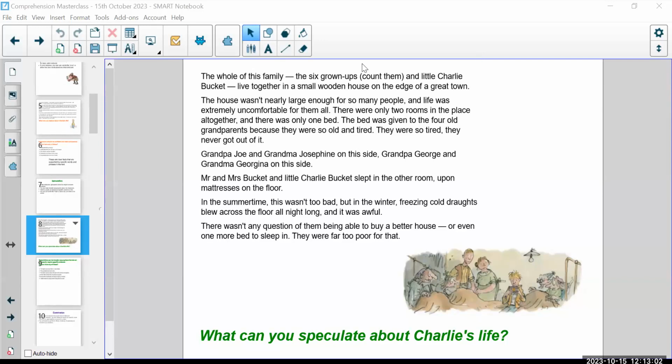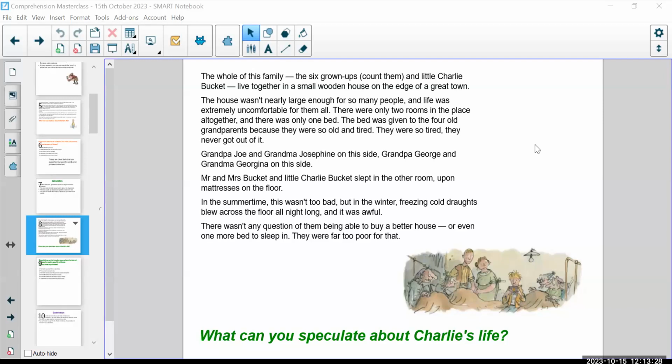Let's see what else we have. Maybe he doesn't go to school. There's a chance that Charlie might not go to school. Yes, because of his poor situation. His parents don't have a steady job. That is true. We don't actually know the reason why they are in this situation, but we could speculate that maybe one of them lost their job or they have a poorly paid job.